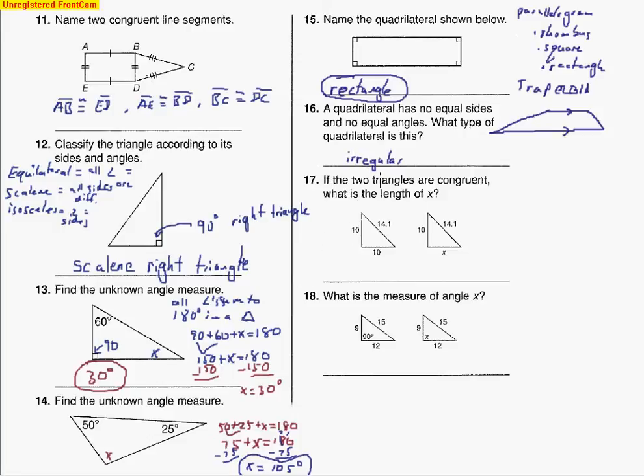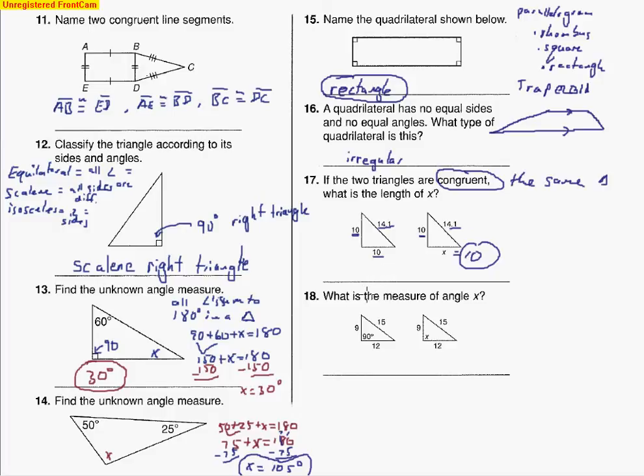If the two triangles are congruent, what is the length of x? All right, so what we want to do is see how this side is 10 and this side is 10. Congruent means the same. It means the angles are the same, the sides are the same. The same triangle, basically, is what we're looking at. If this is 10, this is 10. This is 14 1/10, this is 14 1/10. This is 10, x has to be 10 also.